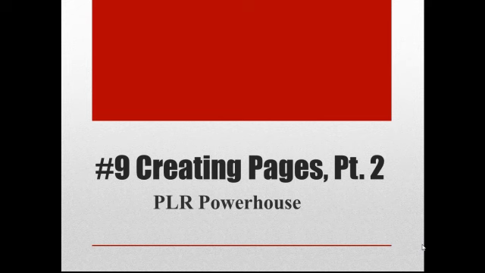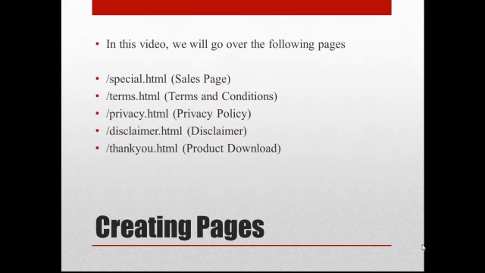So in this video, we're just going to go over the following pages and how to create them. We're just pretty much going to finish up the mini site. By now you should have a working grasp of how we're going to do it. We're going to be using Composer to do so. We're just going to finish wrapping up these 5 pages: the sales page, terms page, privacy policy, the disclaimer, and the paid product download page.